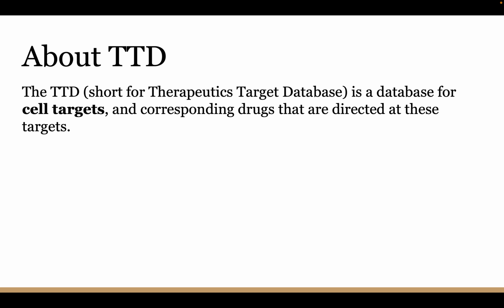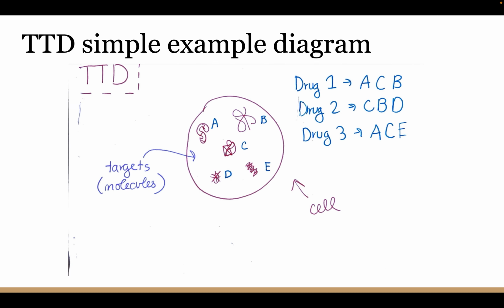The second database that I will use is called TTD, or the Therapeutic Target Database, which is a database for cell targets and the drugs that are directed at those targets when they are applied. So here is the diagram. I have a cell with, for example, 5 targets, A through E. I can see that drug 1 affects A, C, and B, drug 2 affects C, B, and D, and so on.